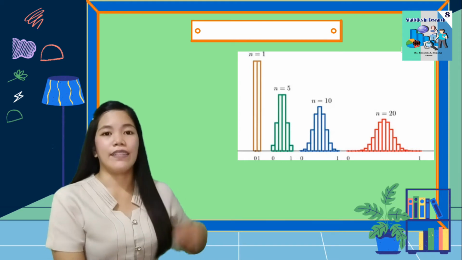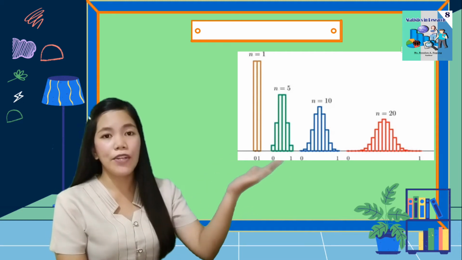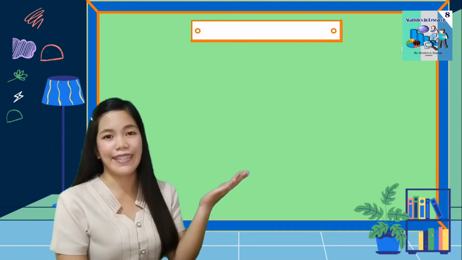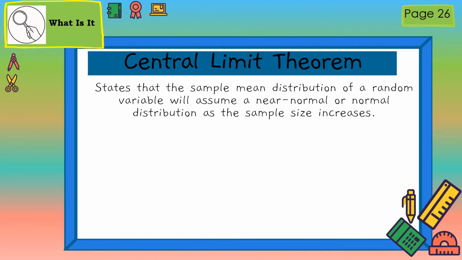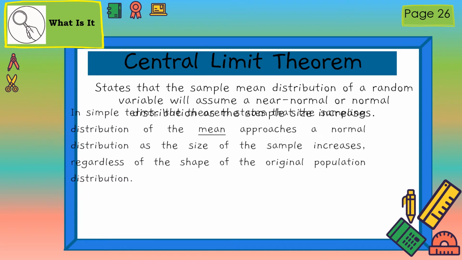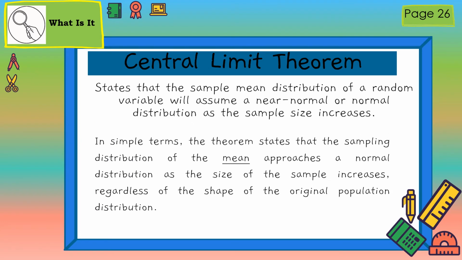Okay, very good. As the sample size increases, the more it approaches a normal distribution. And that is the central limit theorem. It states that the sample mean distribution of a random variable will assume a near normal or normal distribution as the sample size increases. In simple terms, the theorem states that the sampling distribution of the mean approaches a normal distribution as the size of the sample increases, regardless of the shape of the original population distribution.